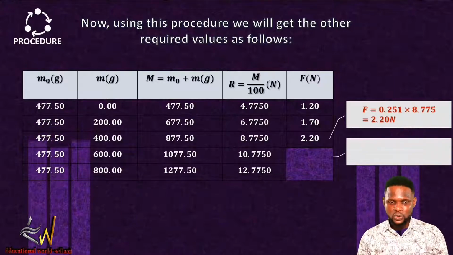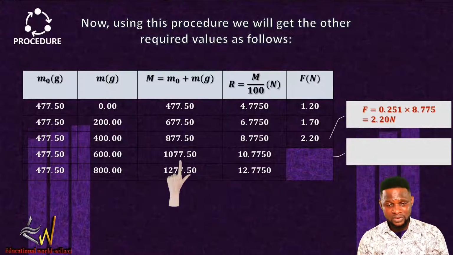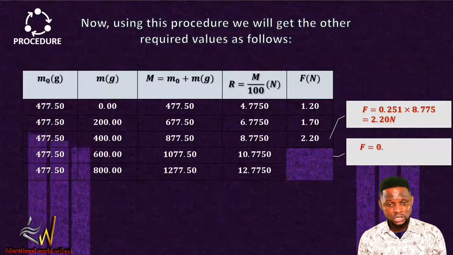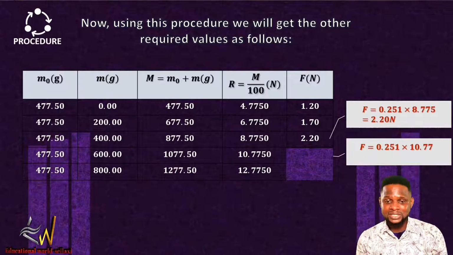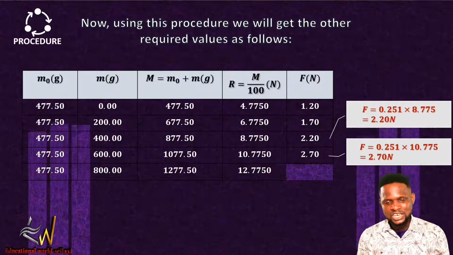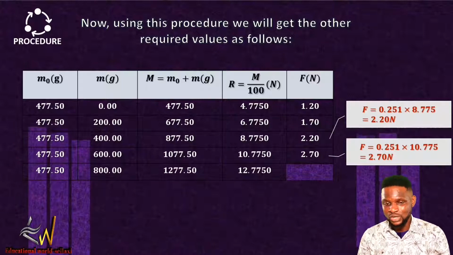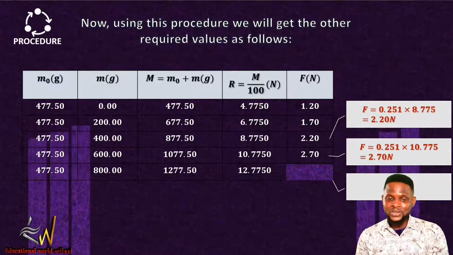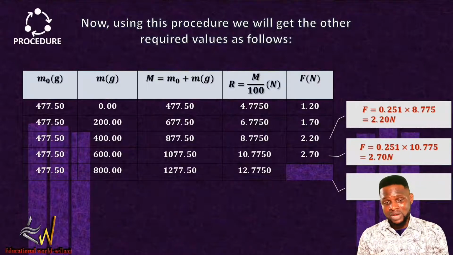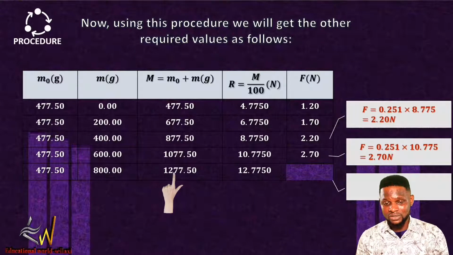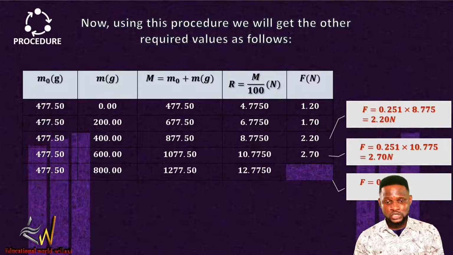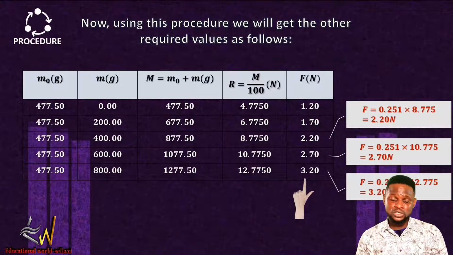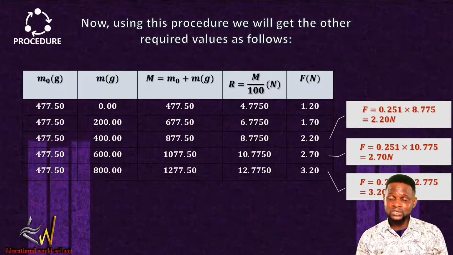When the total mass is now 1077.5 grams, what will be the frictional force? In the same way, frictional force will be the coefficient of friction, 0.251, times 10.775, and the new value for the frictional force will be 2.7 Newton. In the same way, we can find the frictional force when the total mass is 1277.5 grams. Using the same formula, frictional force is equal to coefficient of friction times the reaction. The new frictional force is 3.20 Newton. So that's all for the procedure.